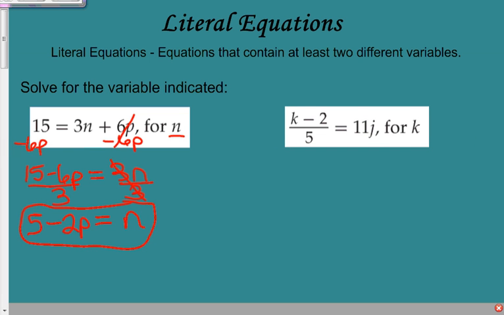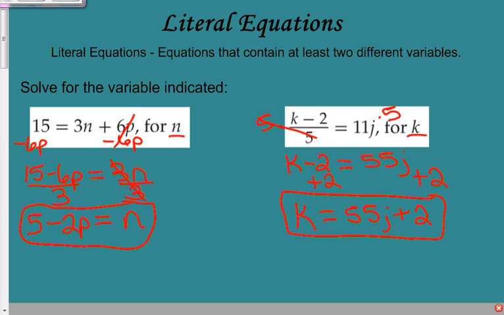And this time it says solve for k. So when we start working it, k is up here as a numerator. First thing I see is a 5. I need to get rid of that 5. So you're going to multiply both sides by 5 because it's being divided. So those will simplify away, leaving k minus 2 equaling 55j, because 5 times 11j is 55j. Now I just have a subtract 2 to get away from k, so I'll add 2. Always the opposite operation. So I'm left with k equals 55j plus 2.